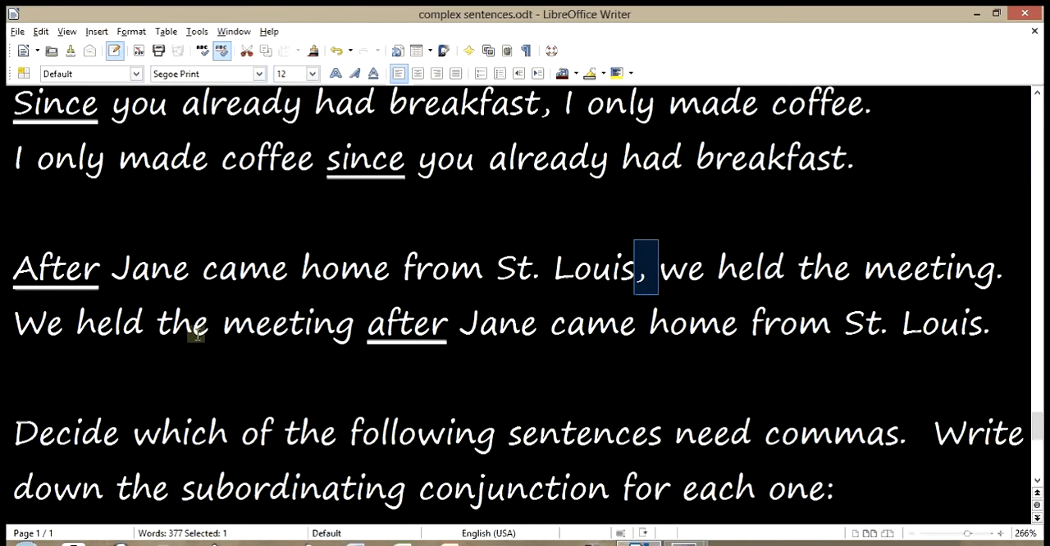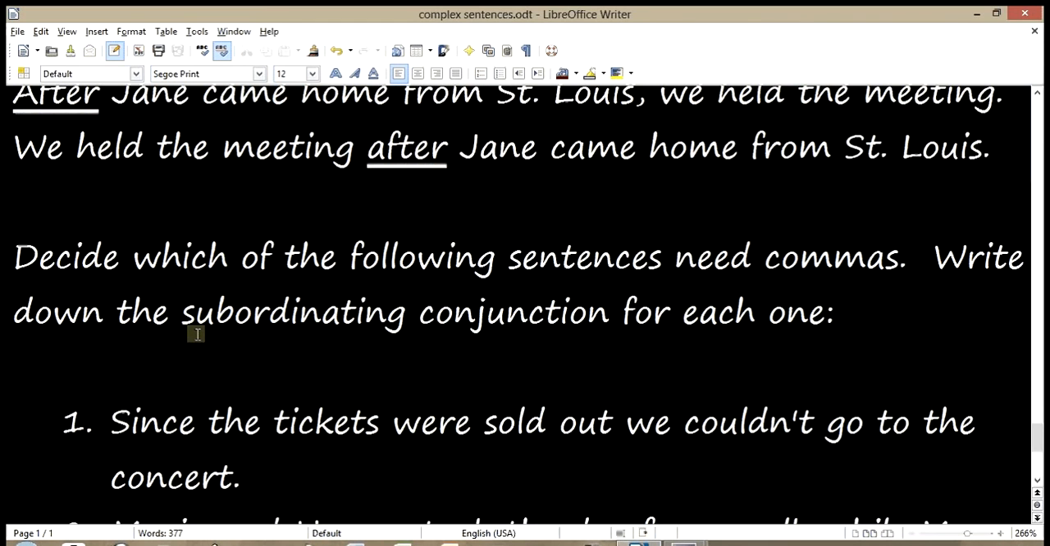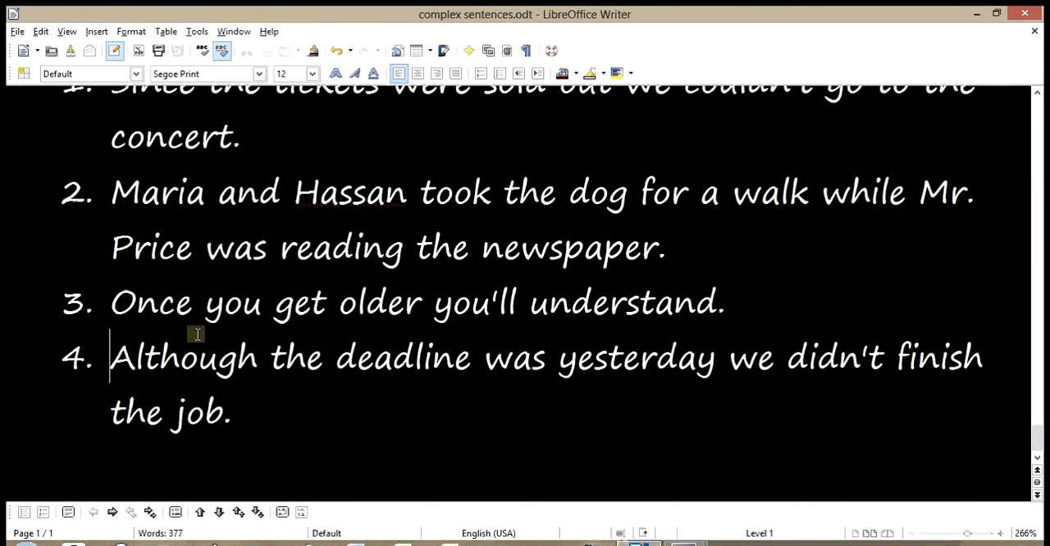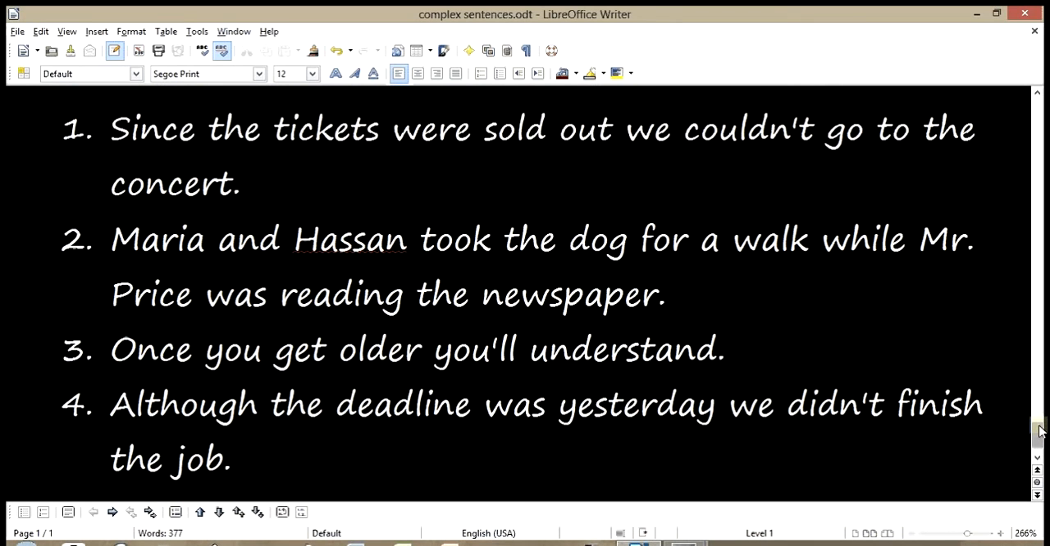So now you're going to decide which of the following sentences need commas, and I want you to write down the subordinating conjunctions for each one as well. So tell yourself which of these have commas in them, and then see if you can figure out what the subordinating conjunction is. Go ahead and let me get this lined up so that you can see all of the sentences. Go ahead and pause the video and do that.